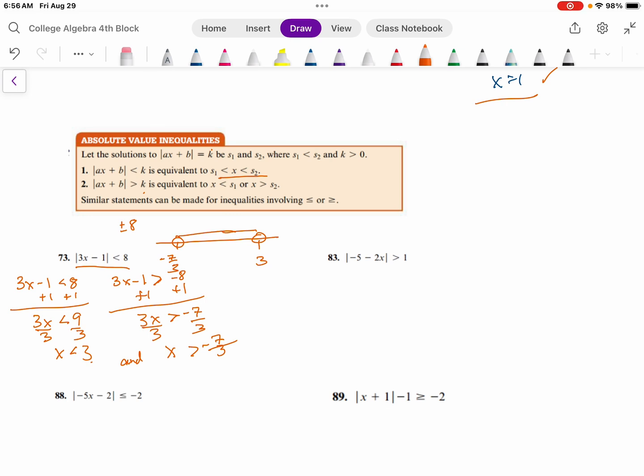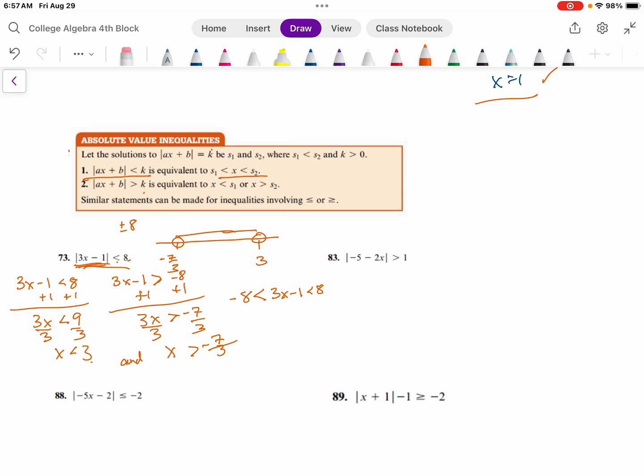And that's why they're saying, you know what, if I notice that the absolute value is less than a number, so we match that first one, we could actually set this up as 3x minus 1 is less than 8, but it is greater than negative 8. And we can treat it like the compound inequality we did in our class, the previous section. We'll try that with number 88 is what we'll go through and try and do it that way.